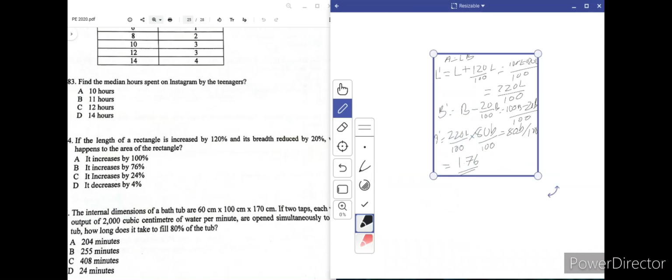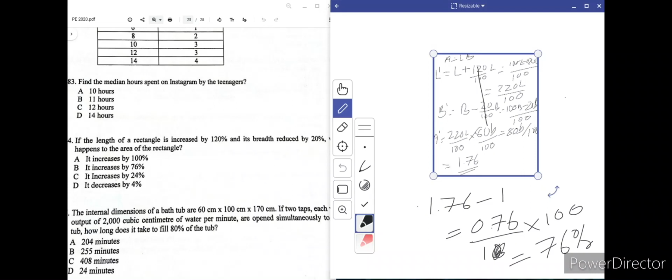Now the change in area would be... Since the new area is 1.76, that means the area has increased. So the area increased would be the new area 1.76 minus the old area, that is 1. So we have 0.76. Area increased 0.76 out of 1, into 100. So the increase would be 76%.